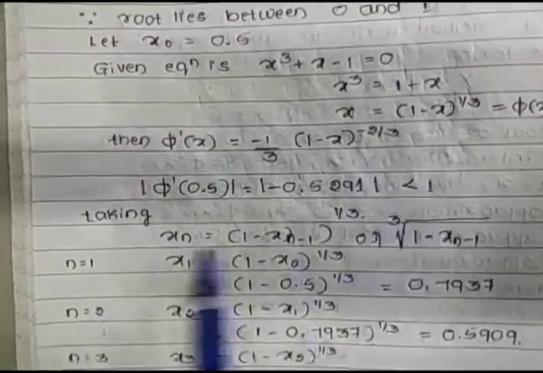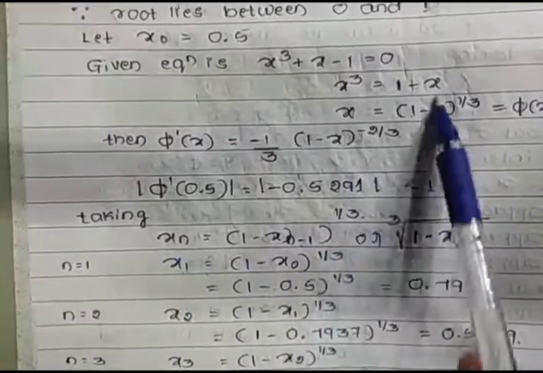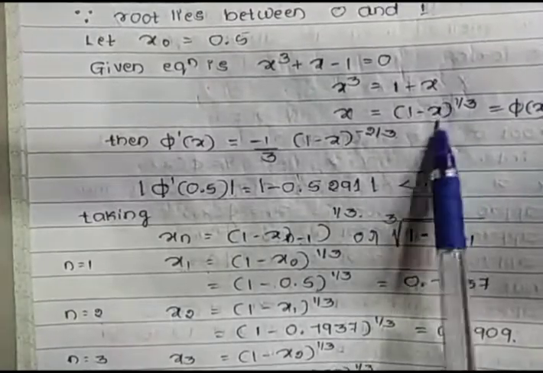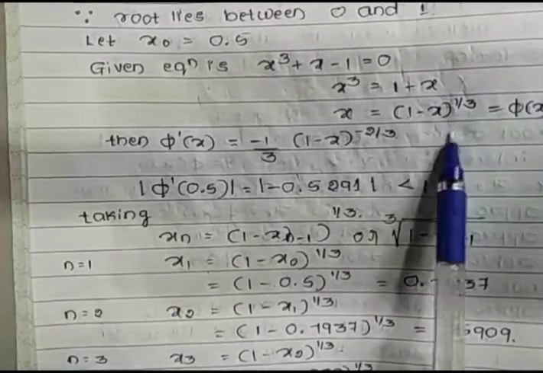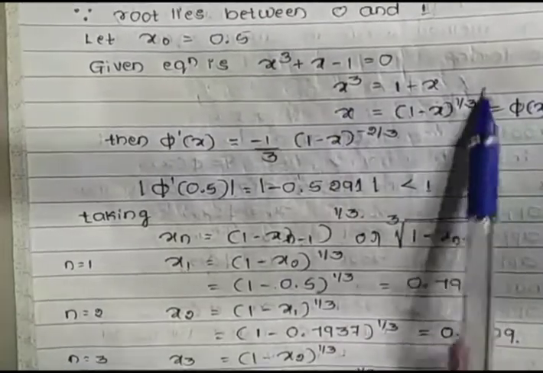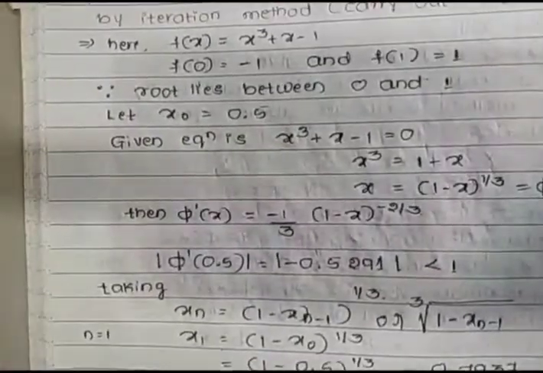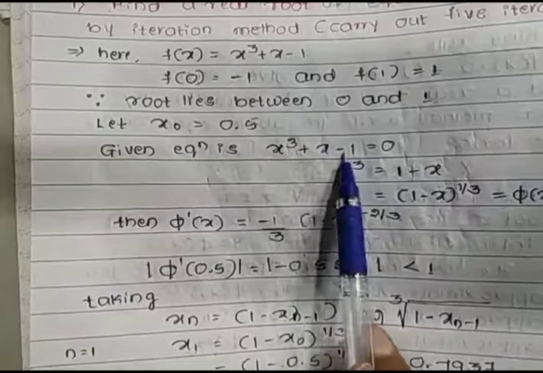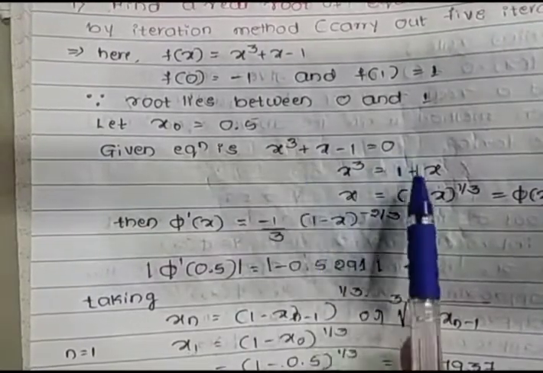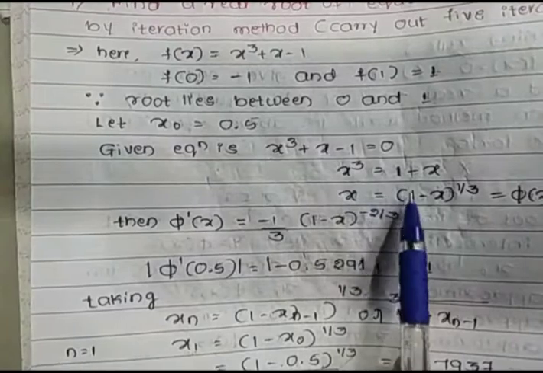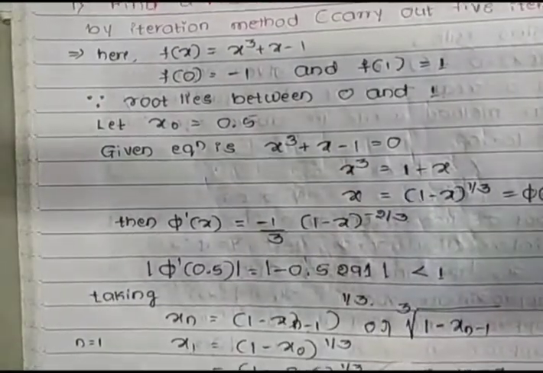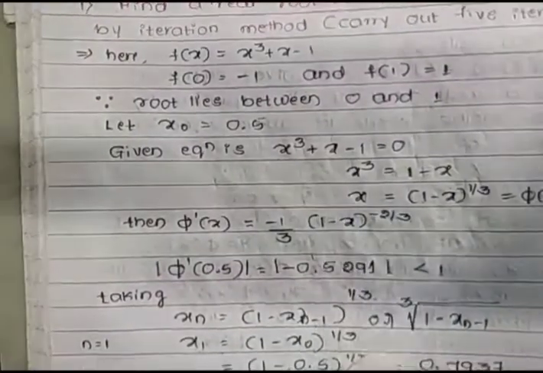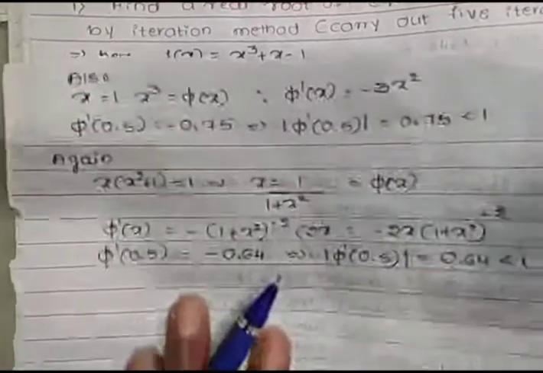If it is less than 1, then consider the general formula, this one. In this, first we have to substitute the x naught value, then x1, x2, x3, x4 and so on, in this particular equation. One more important thing. Here I have considered x cube plus x minus 1 is equal to 0, and I have converted it in the form of x is equal to 1 minus x raised to 1 by 3. But this is not the only method of converting in terms of x is equal to. Still we have two more methods.